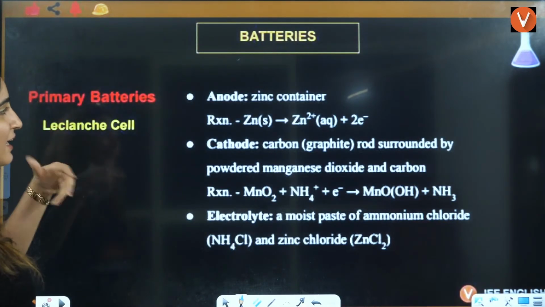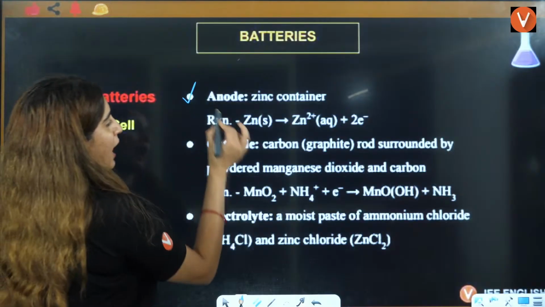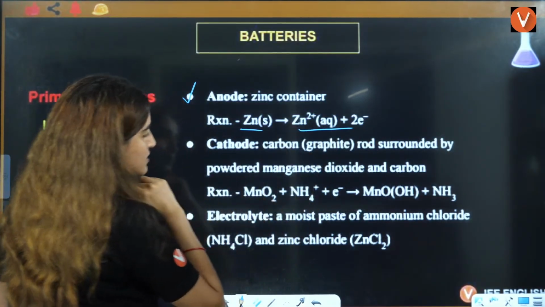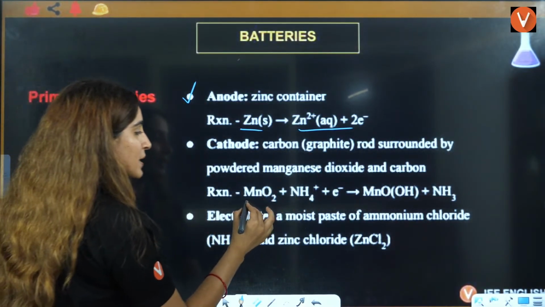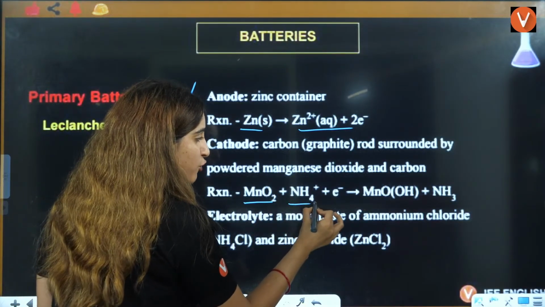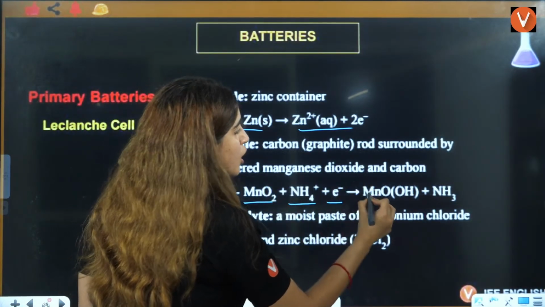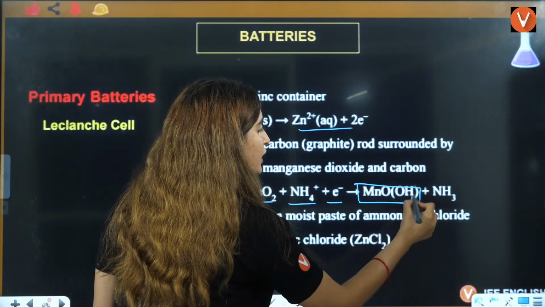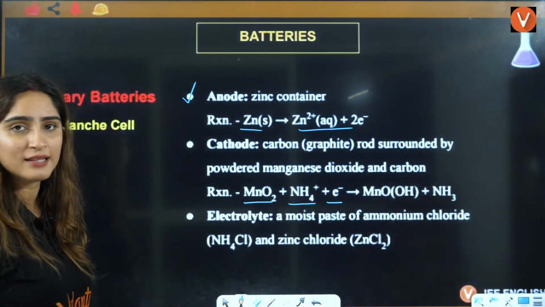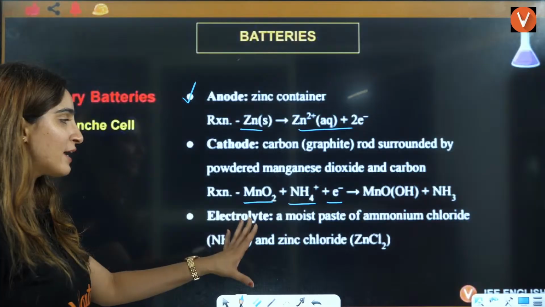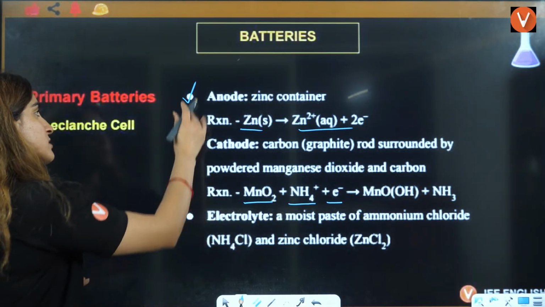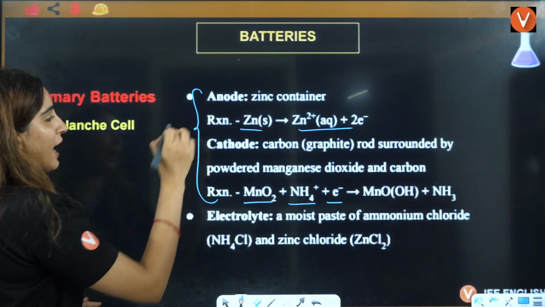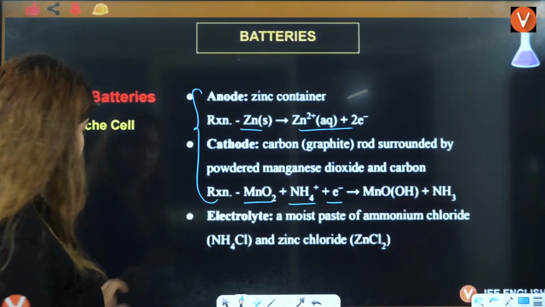So then in Leclanche cell at anode, what happens? Zinc will lose the electrons. At cathode, what will happen? MnO2 plus NH4+ will gain the electron to become this thing, and you will have your NH3 that is released, right? So now the electrolyte is this thing, right? So that is the reaction of anode and cathode in the Leclanche cell.